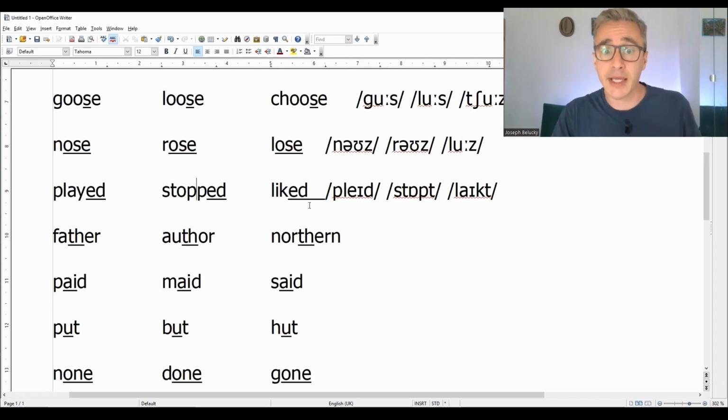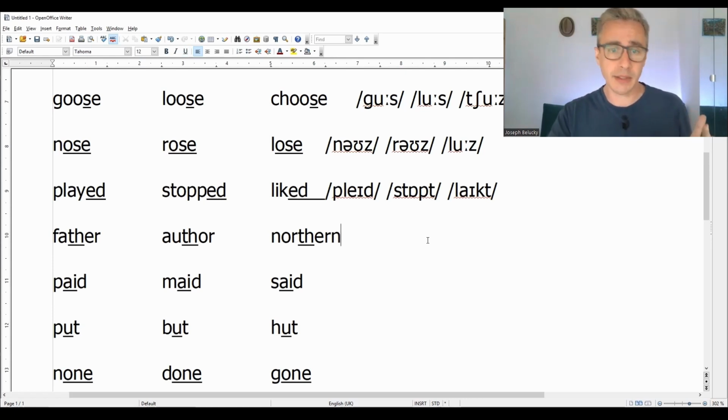And the same for like. What does this word usually end in? Well, there's an E there, but it's a silent E. So it's the sound that it ends in. It's a K, the K sound. And the K doesn't have vibration. So we can use the T, liked. Played, stopped, liked. There's one other way to pronounce ED verb endings.